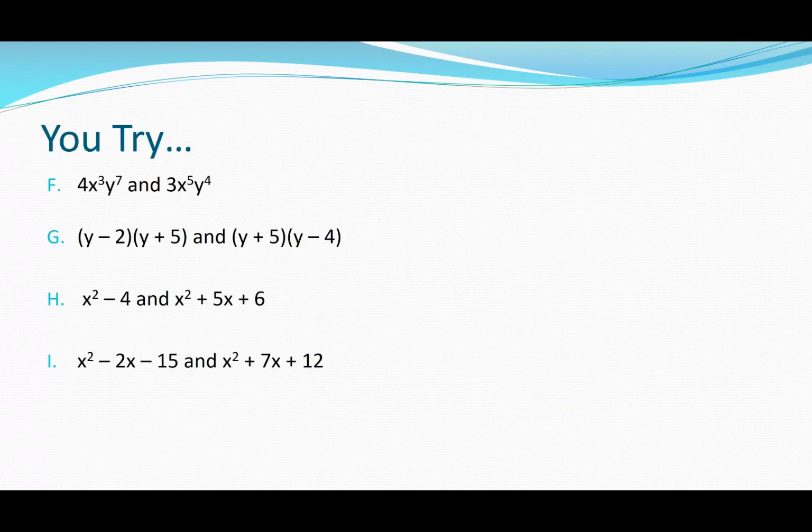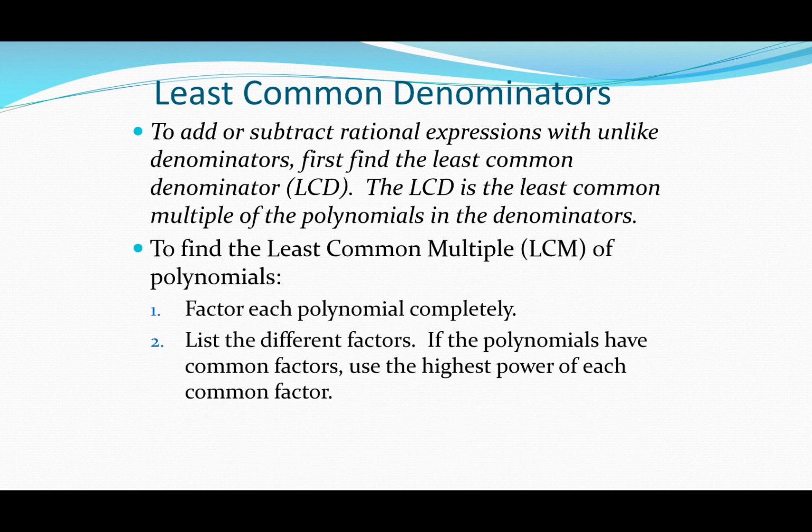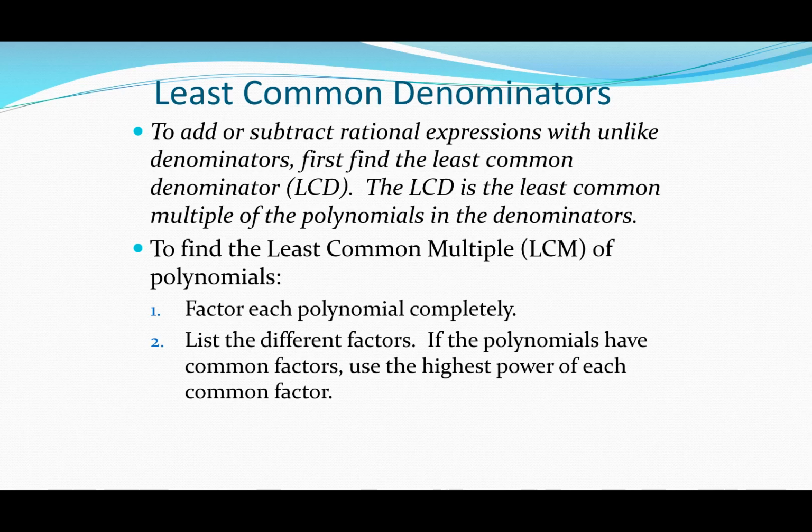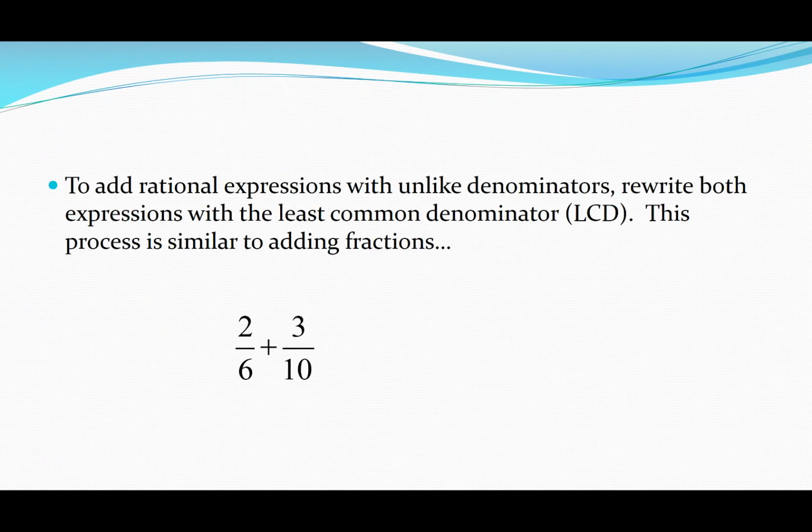But let's start looking at some actual problems. It makes a little more sense, I think, when we get our hands dirty in the actual problems. So let's not ignore this. Let's go through this. To add or subtract rational expressions with unlike denominators, first find the least common multiple. That will be the least common denominator, the least common multiple of the denominators. So remember, to find the least common multiple, you need to factor each polynomial and list the different factors. If the polynomials have common factors, use the highest power of each common factor. All right, let's get into it.